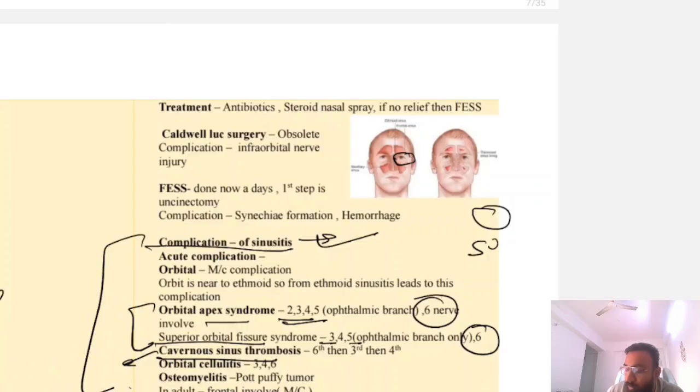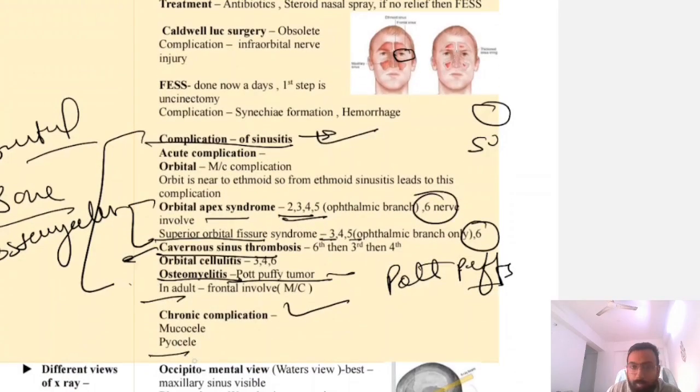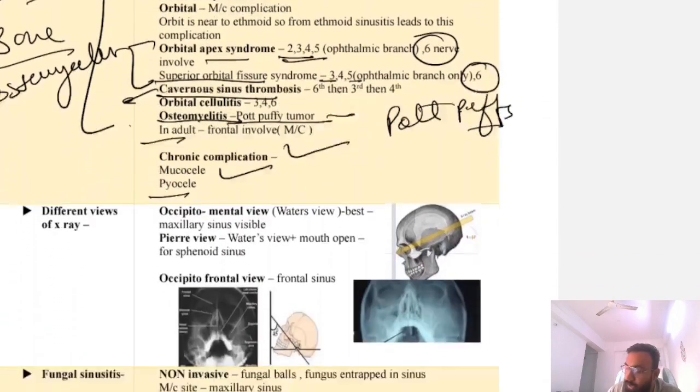It can also affect the frontal bone. Frontal bone osteomyelitis is known as Pott's puffy tumor. So this is also seen. Now chronic complications: it can form pyocele and mucocele. So these all are complications of sinusitis.